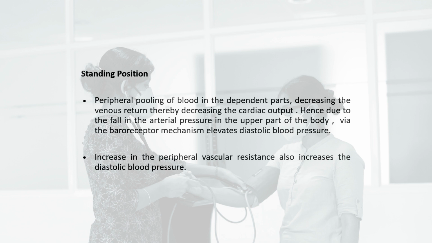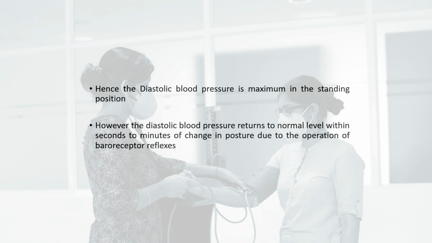This causes less stimulation of baroreceptors, which in turn causes strong sympathetic discharge and elevates the diastolic blood pressure. Also, there is an increase in the peripheral resistance, which increases the diastolic blood pressure. Hence, the diastolic blood pressure is maximum in standing position. However, the diastolic blood pressure returns to normal level after 1 to 2 minutes of change in posture due to the operation of baroreceptor reflexes.